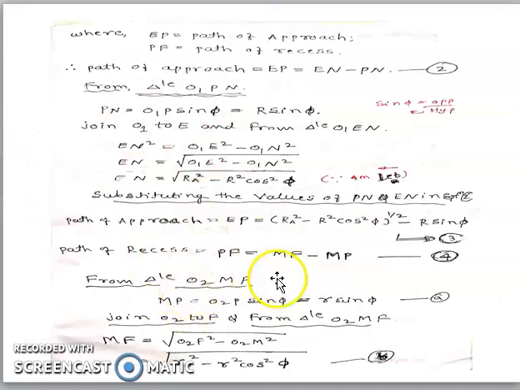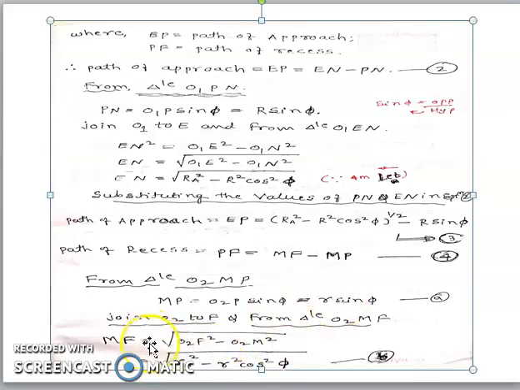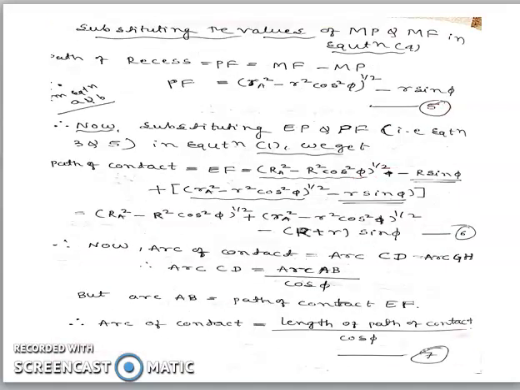So the path of recess, again from the similar triangle, opposite side, that is O2P sin phi. Sin theta is equal to opposite by hypotenuse. Again use the Pythagoras theorem: mf is equal to square root of O2F square minus O2M square. Given O2F is nothing but what we have taken as small r a, and O2M square we have taken as r square cos square phi. Okay, substitute the values of mp and mf in equation 4.